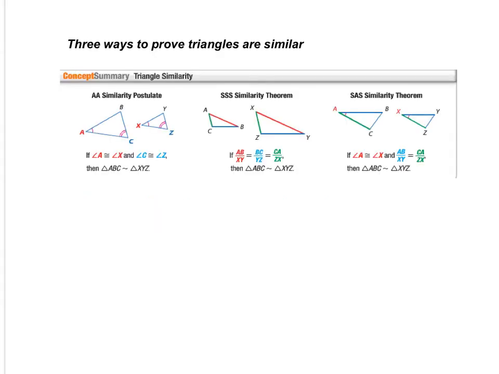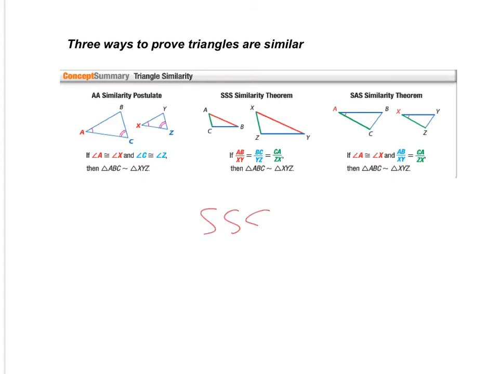There are three ways to prove triangles similar. There's AA, and we do that by getting any two corresponding angles of triangles congruent. We don't need the third angle because the third angles are already going to be congruent by my favorite theorem, the no-choice theorem.